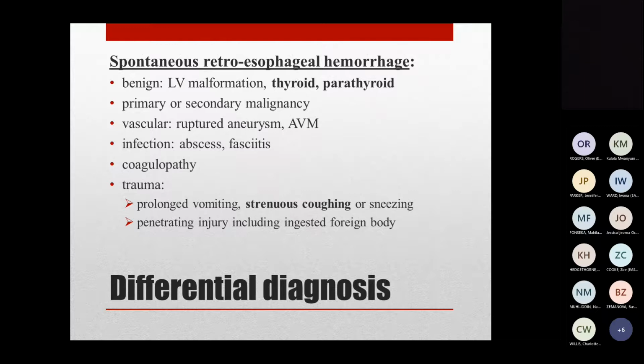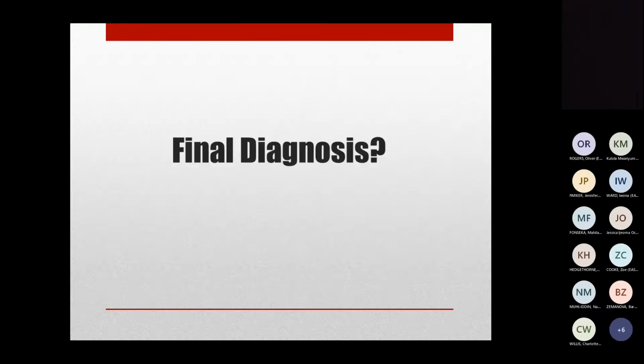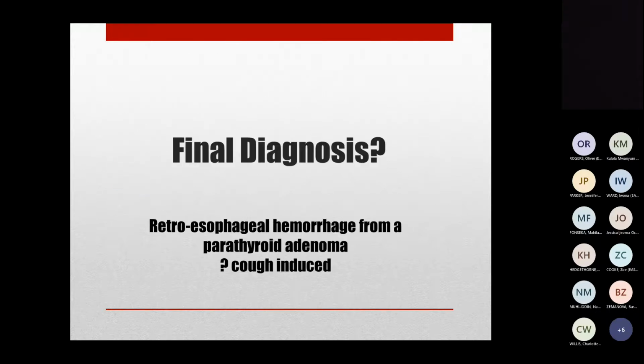So the differential diagnosis for a patient who presents with a spontaneous retroesophageal hemorrhage would include benign vascular malformations, lesions of the thyroid or parathyroid gland, primary or secondary neoplasms complicated by bleeding, ruptured aneurysms, fasciitis or underlying trauma or coagulopathy. So the diagnosis in this case, given the imaging findings, was a retroesophageal hemorrhage from a parathyroid adenoma, which had ruptured, possibly cough-induced.